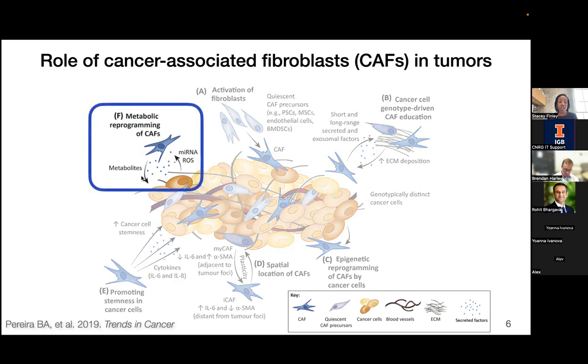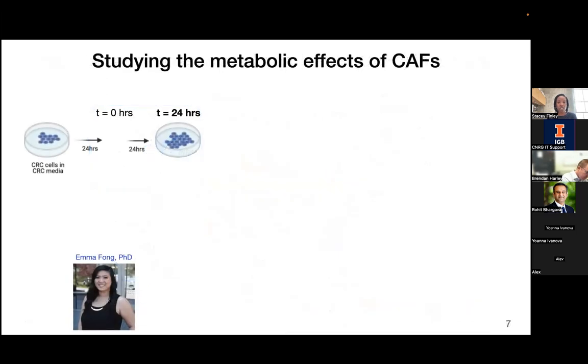And that's what we're really focusing on in this project: what are the metabolic interactions between cancer cells and cancer-associated fibroblasts, and they certainly influence the response to treatment. So we have gotten really excited about being able to study the metabolic effects of cancer-associated fibroblasts and how they influence the metabolism of colorectal cancer cells.